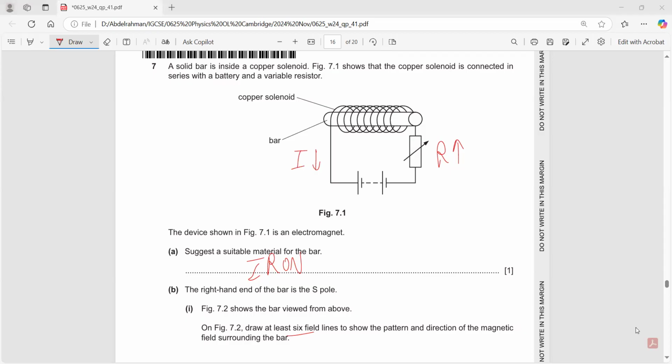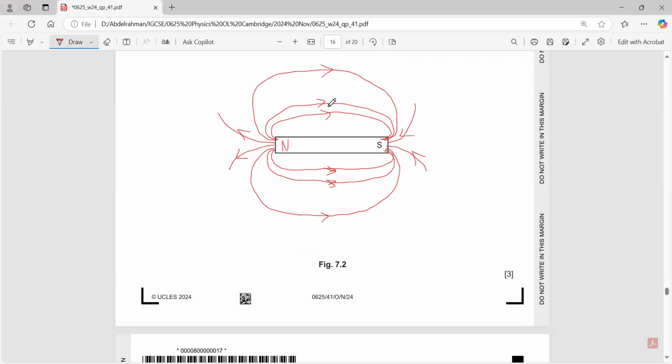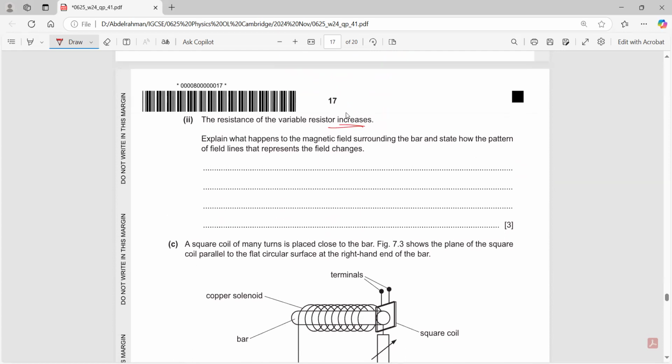So if the current decreases, you'll have to say that the magnetic field decreases. Remember when I told you about the distances between the lines. If the magnetic field decreases, then the lines will get further apart. So you have to say that the current decreases, therefore the magnetic field strength decreases, and the field lines get further apart.